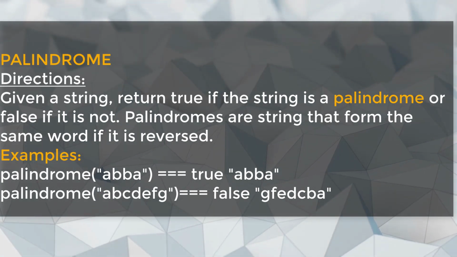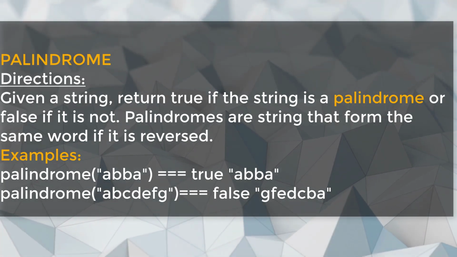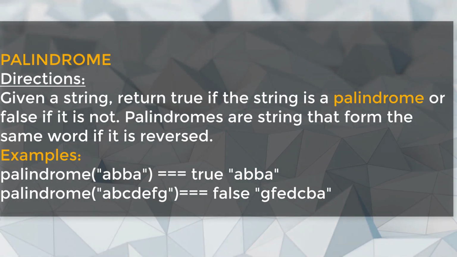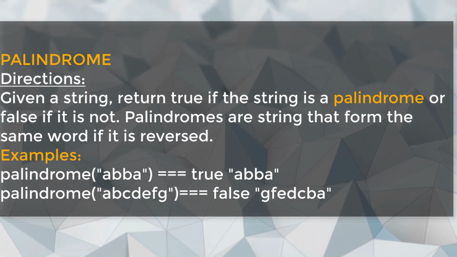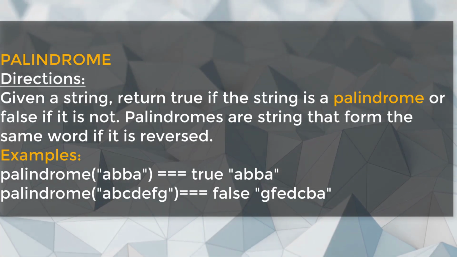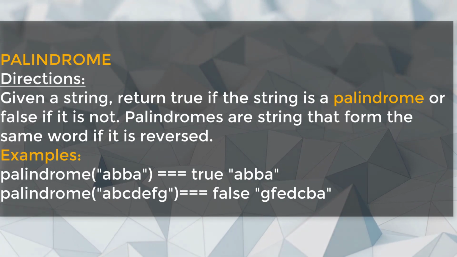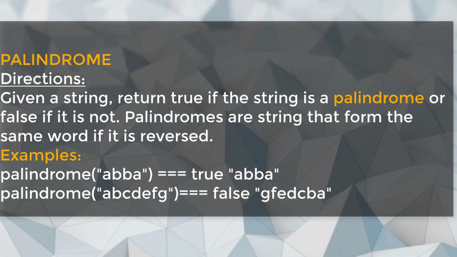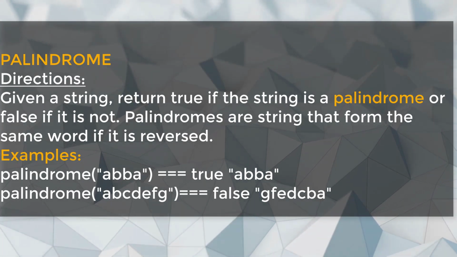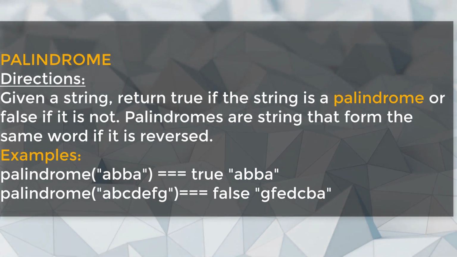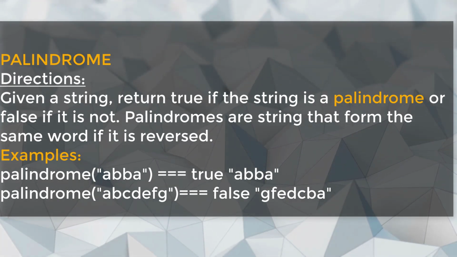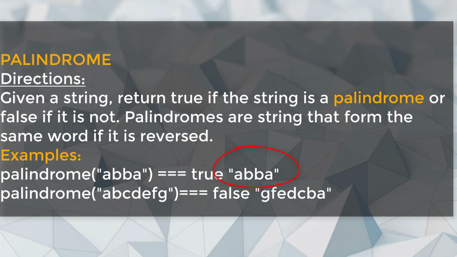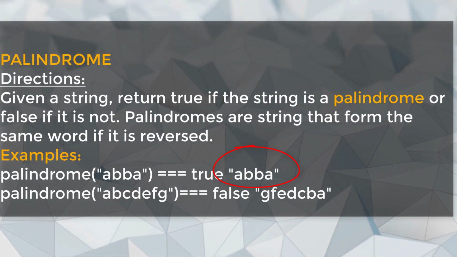The idea behind a palindrome is that we should be able to reverse a string, and if the reversed string is equal to the original one, then that word is a palindrome. Otherwise, it is not. For example, if we take a look at the string ABBA and we reverse it, then we would have a string ABBA. This is the reverse form of the original string, so therefore in the function we should return true.